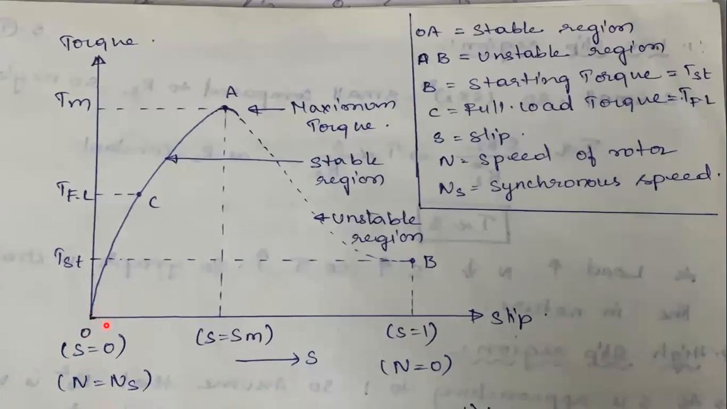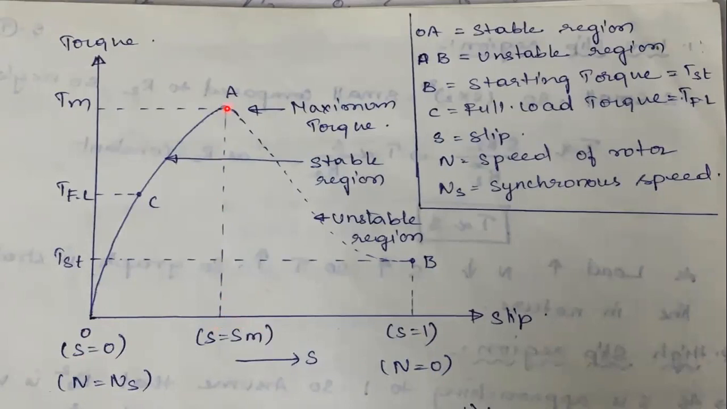Okay, so at high slip region, N will be equal to 0, S is equal to Ns by Ns, that is equal to 1. Okay, at low slip region, S is equal to 0 because N is equal to Ns. Numerator minus value will be equal to 0. Okay, and this is the maximum slip value.